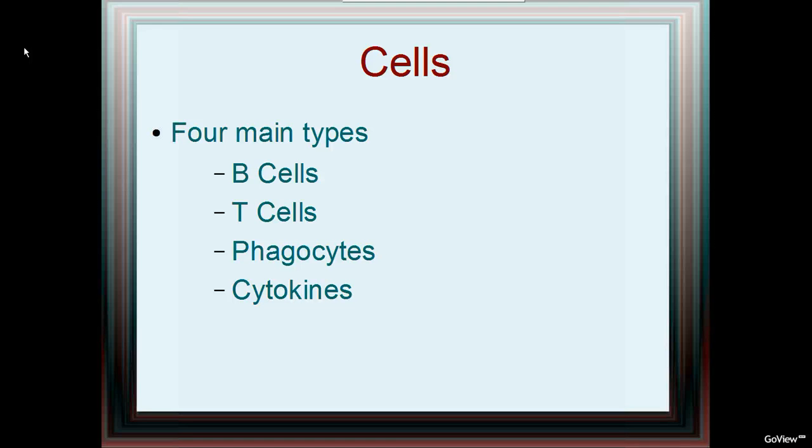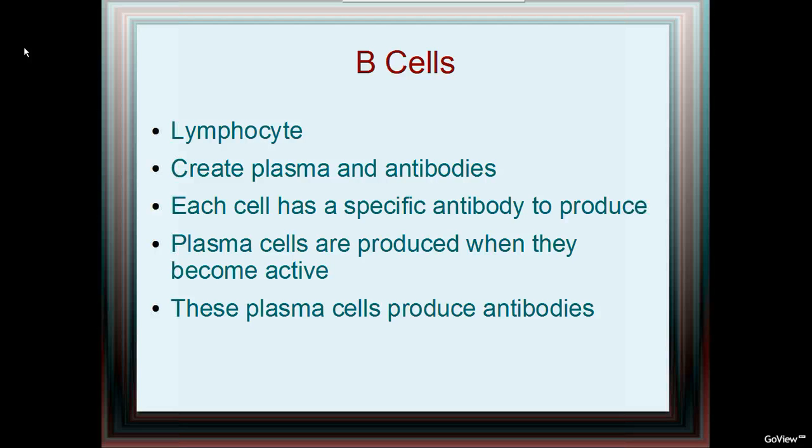Four main types of cells found within the immune system are B cells, T cells, phagocytes, and cytokines, and all of them, once again, have a specific purpose in the immune system. B cells are one of two lymphocytes found within the human body. Their main job is to create the plasma and antibodies to keep the body healthy and in working order.